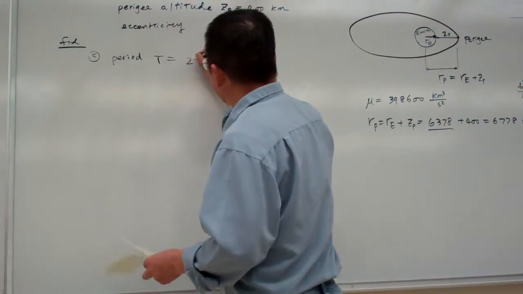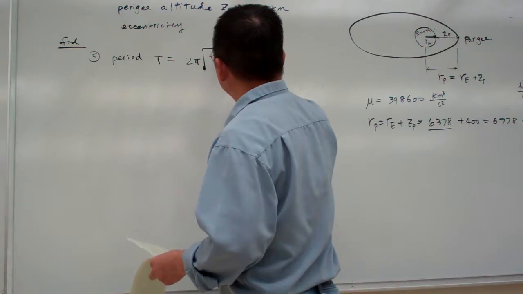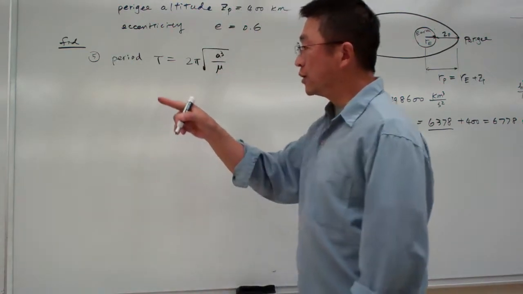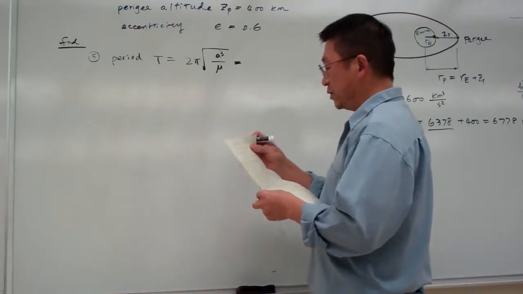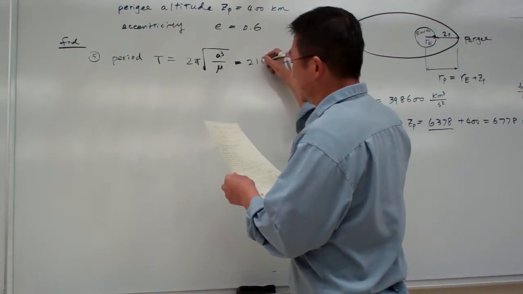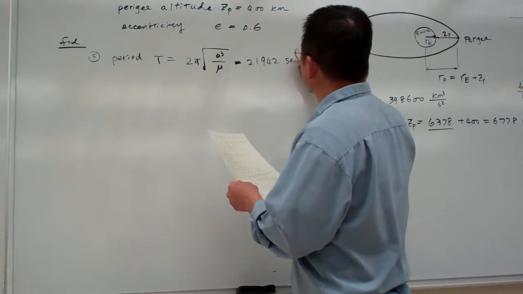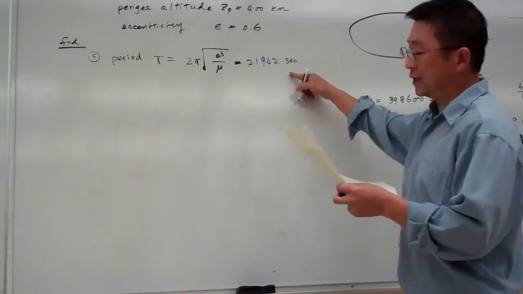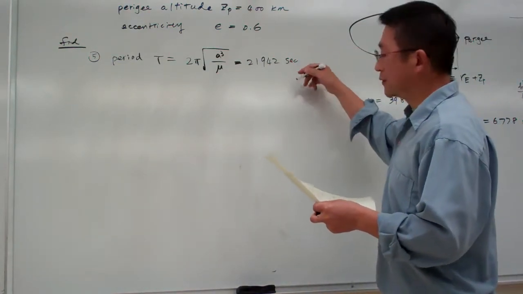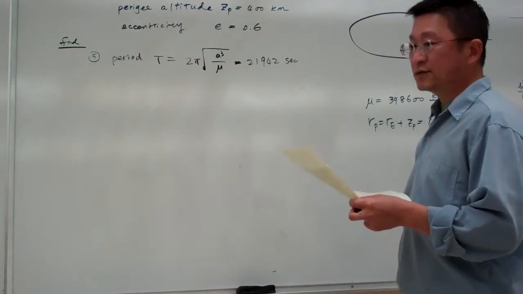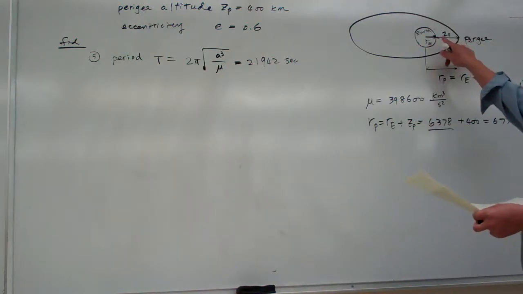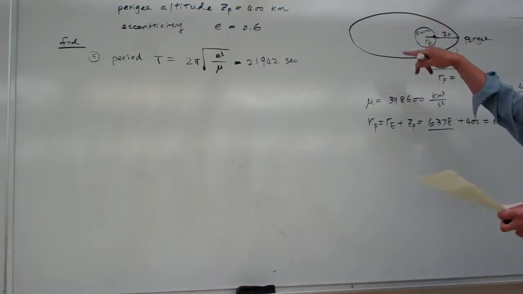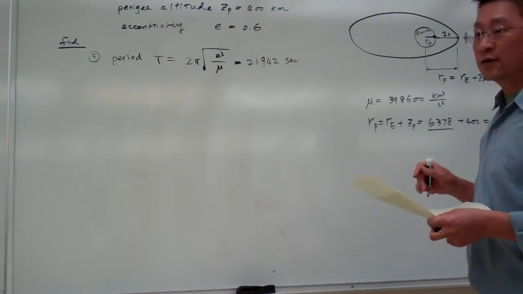We can estimate the period as 2 pi a squared over mu. We calculated the a already, so we plug in here, and T should be equal to 21942 seconds. So about 1/4 of the day, and that is about 6 hours. Given this kind of orbit, it will go around the Earth 4 times a week.